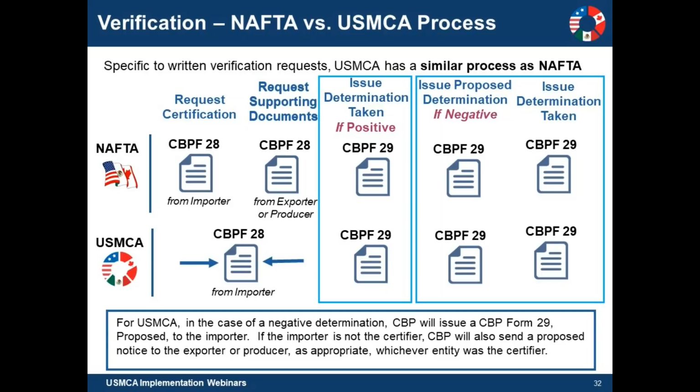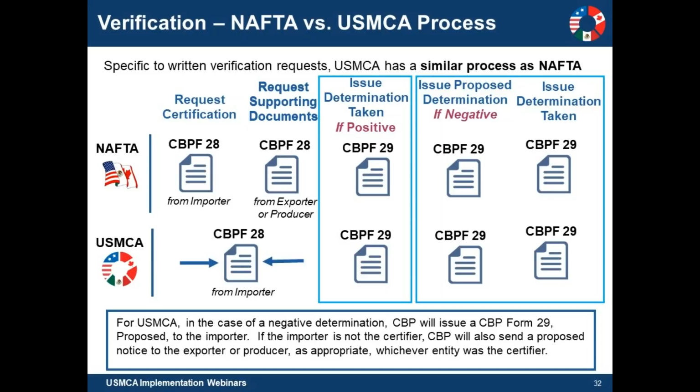Under NAFTA, CBP would request the Certificate of Origin, CBP Form 434, from the importer via a CBP Form 28, Request for Information. Then CBP would send a second CBP Form 28 to the exporter, requesting supporting documents, because they were the entity required to complete the Certificate of Origin, the Form 434. Under USMCA, CBP can initiate the verification with the importer and ask for both the certification of origin and the supporting documents in one CBP Form 28. As the slide shows, CBP will issue a CBP Form 29, Notice of Action Taken, when the goods are determined to be compliant or have a positive finding.